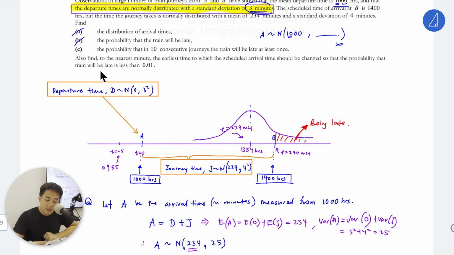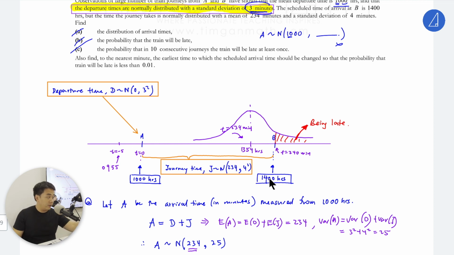Try to understand the question. Find, to the nearest minute, the earliest time to which the scheduled arrival time should be changed, so that the probability that the train will be late is less than 0.01. Now, understand this: when you're late to something, time is relative. When you're late, it means someone decided that you should start here. You're late for school, right? School says this is the time. Actually, what you can do is just move the goalpost, you just start later. Then everyone is happy, and fewer people will be late.